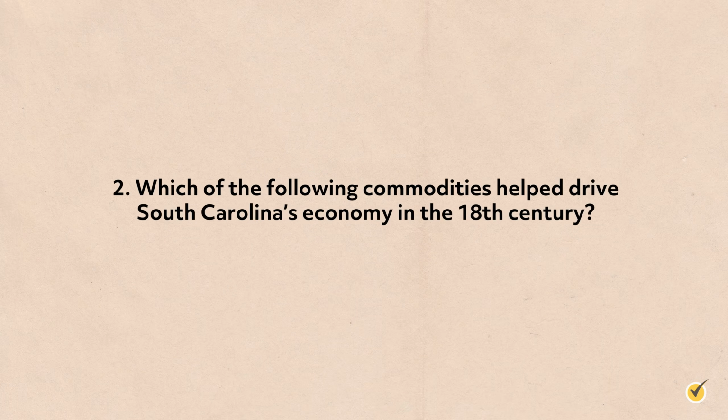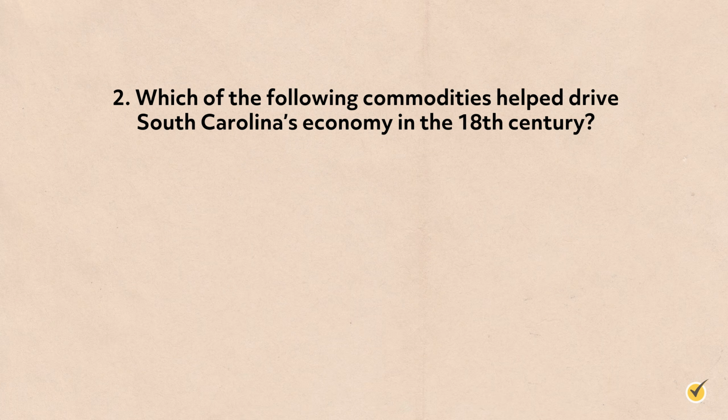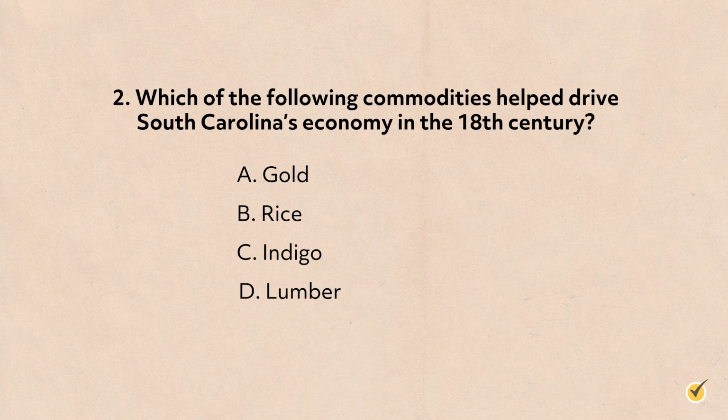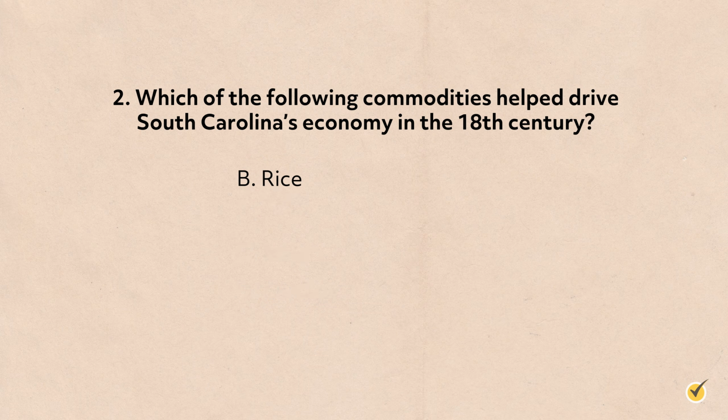Number 2, which of the following commodities helped drive South Carolina's economy in the 18th century? A, gold, B, rice, C, indigo, or D, lumber? The correct answer is B, rice. A plot small enough to be tended by a single slave could produce enough rice annually to purchase another.